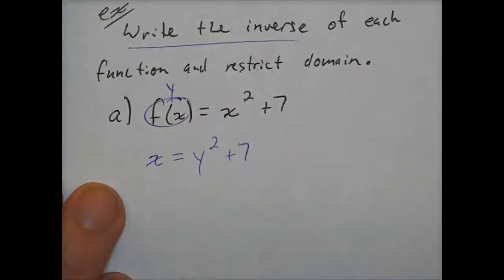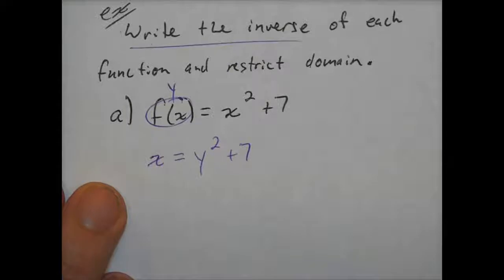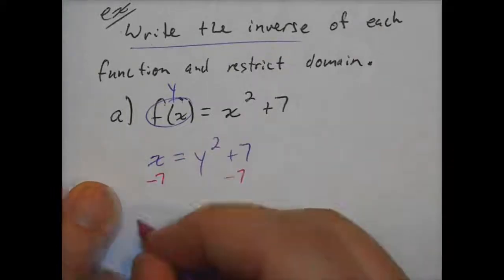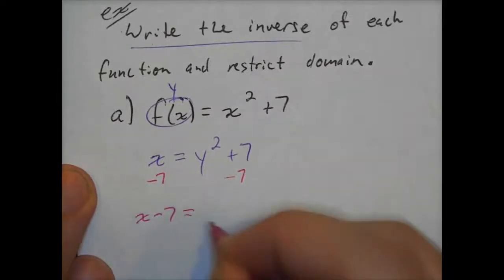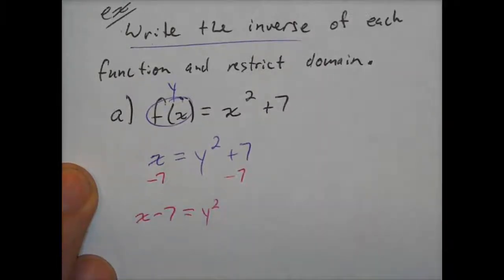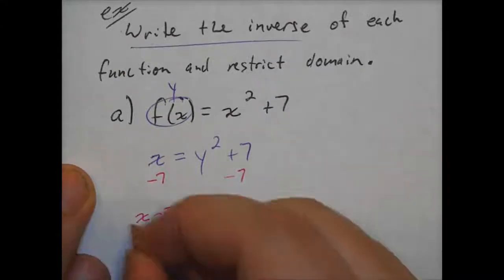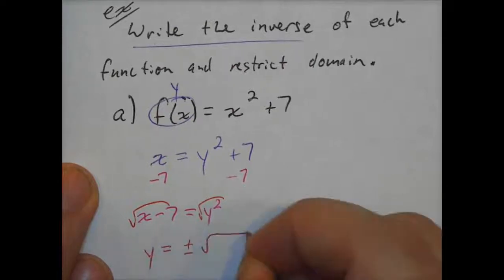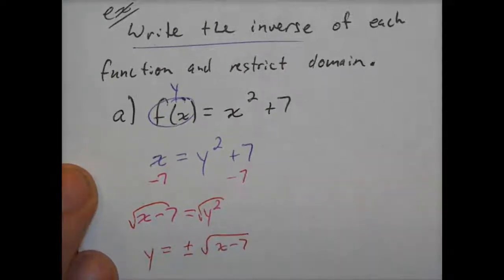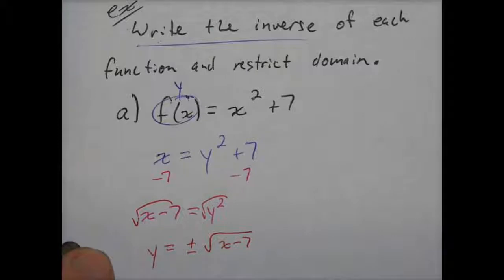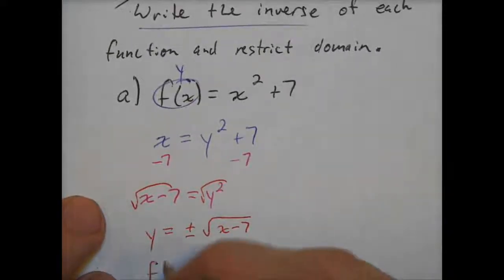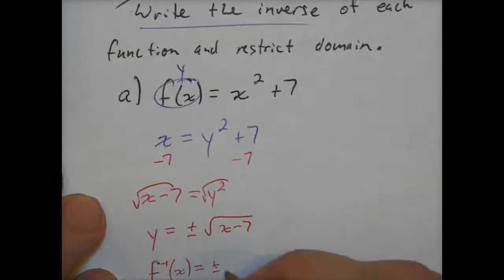Now in order to resolve this for y, it's just like when you were solving square roots. I can subtract 7 to the other side, such that this becomes x minus 7 equals y squared. Then in order to get rid of that squared, I can take the square root of both sides, such that I have y equals plus or minus the square root of x minus 7. Don't forget, whenever you take the square root, you've got to have that plus or minus. It could be either or. So this is f inverse.